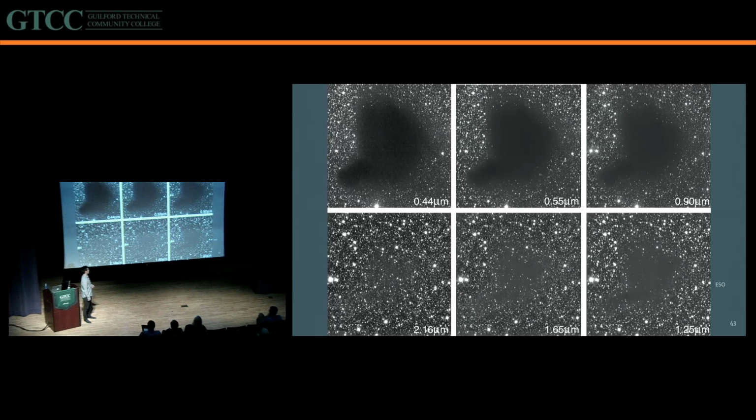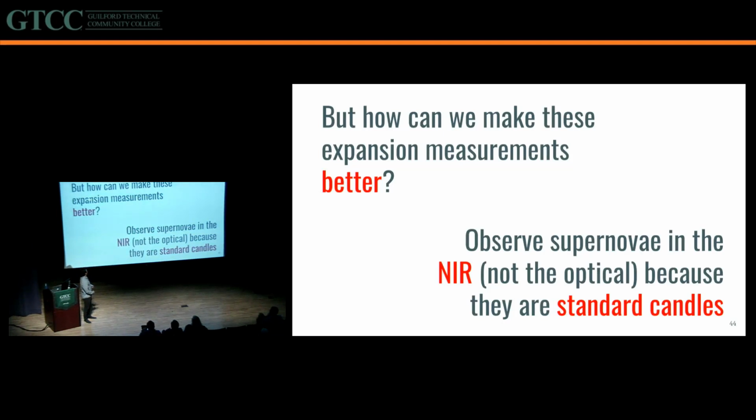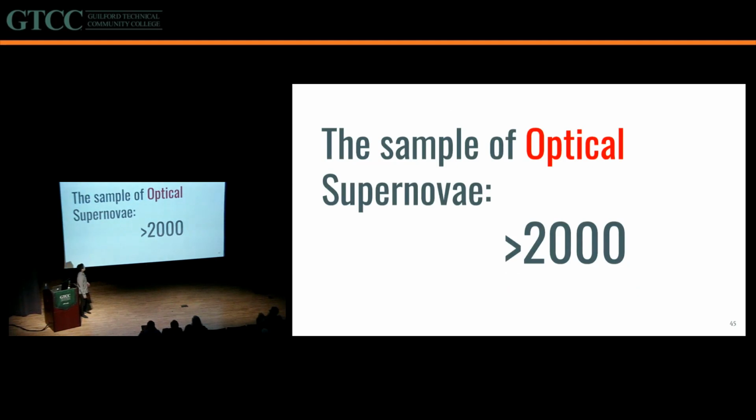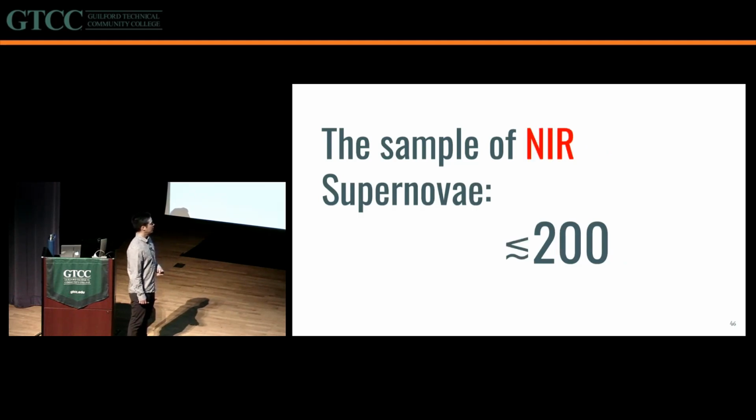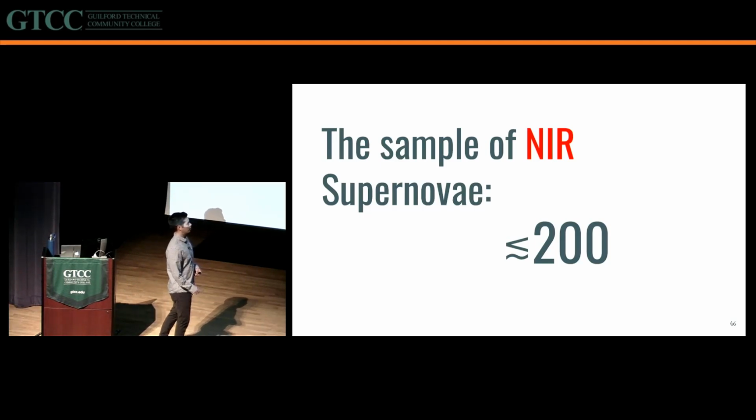We're able to observe these type 1a supernovae as actual standard candles. I guess I wrote that right again here. So how can we do this better? Let's observe in the near infrared, not the optical, because they are standard candles. I told you on that previous slide of our current Hubble diagram that the number of supernovae observed in the optical wavelengths is growing and is more than 2,000 that we use for cosmology, for the study of the universe. In the near infrared, there are fewer than 200 type 1a supernovae observed. Fewer than 200.